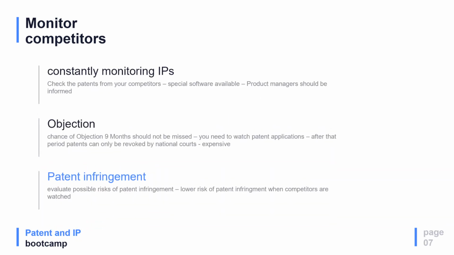The next crucial step was monitoring your competitors. What is a good practice here? You should constantly monitor their IP. There's some special software available that can do it for you, and all the product managers should be informed about those patents, and then they should decide if there needs to be an objection. You have 9 months after the grant of a patent for objection, and this is quite an easy way to get rid of a patent from a competitor. If you miss this period, it can be really expensive. Then you have lower risks of patent infringement when you watch your competitors.